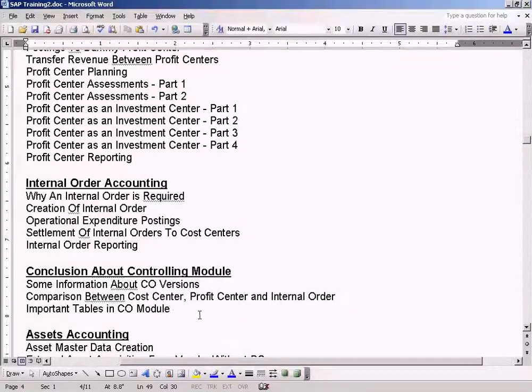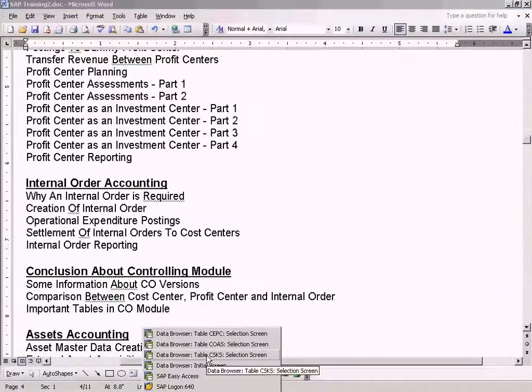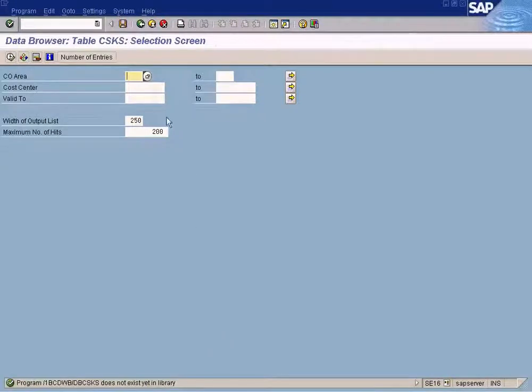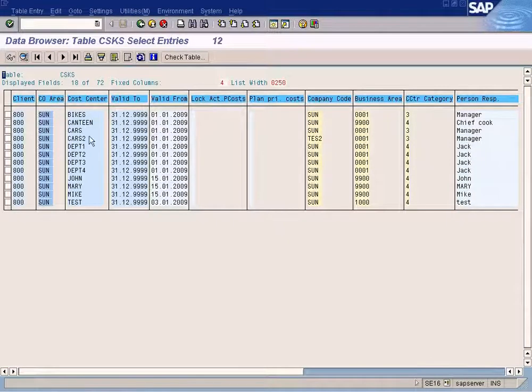Okay, now let's look at some important tables in CO module. What are the important tables we have in CO module? First thing is the cost center. The cost center master data is actually stored in a table called CSKS. So let's look at the table. You can see all the cost centers that we created. Bikes, canteen, cars, and all are stored by controlling area. So this is a table which stores the cost center master data.